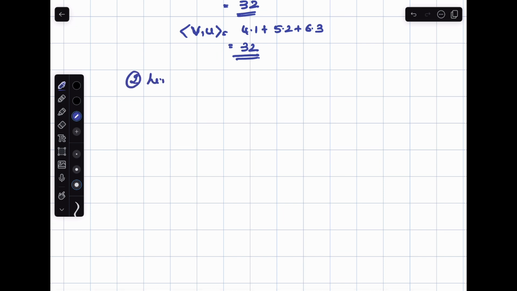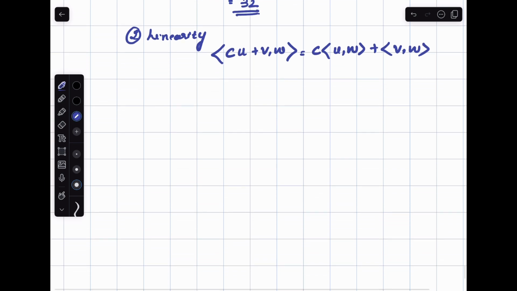Now the second property is our linearity. So linearity is nothing but, say, the formula for linearity is inner product of c into u plus v comma w is equal to c into inner product of u comma w plus inner product of v comma w. Now let us take the example. So here two extra terms are there. So w, let it be, is equal to 7 comma 8 comma 9, and let c be equal to 2.